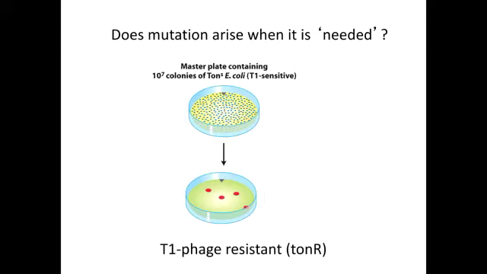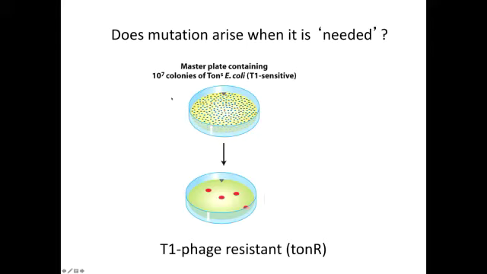Now, one question that was thought about a lot in the early part of the last century was whether mutation arises, quote, when it's needed. Now, if one does an experiment in which you take, say, for example, 10 million colonies of E. coli that are sensitive to the T1 phage, meaning that when you expose them to the T1 phage, they die. If you took millions of colonies and exposed them to T1 phage, you will recover some that are resistant. So you have millions of colonies that are sensitive to T1 that get killed by T1, and you'll recover some that aren't killed by T1, and so they would be called T1 phage resistant, or TON-R.